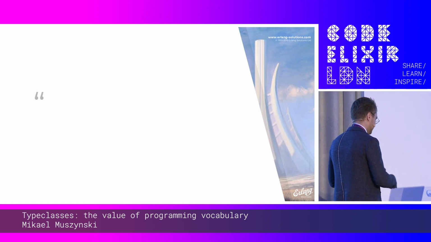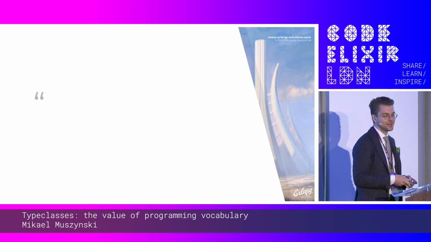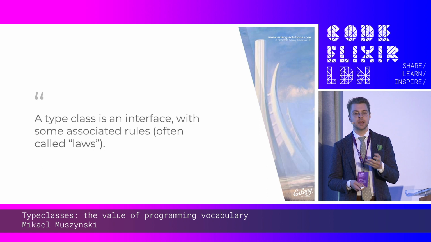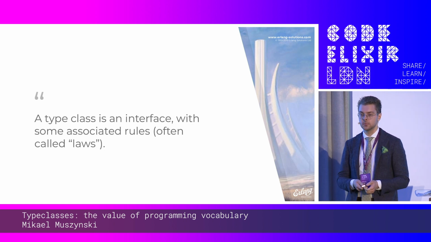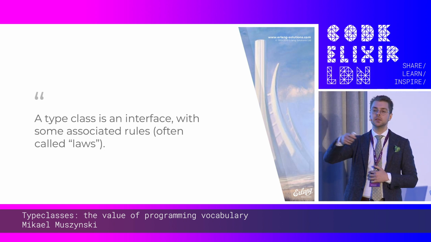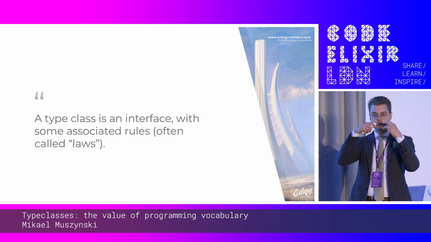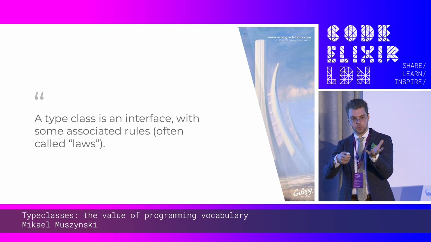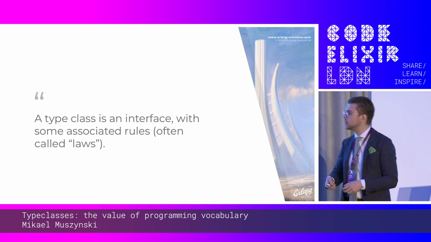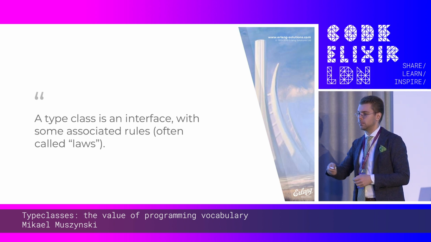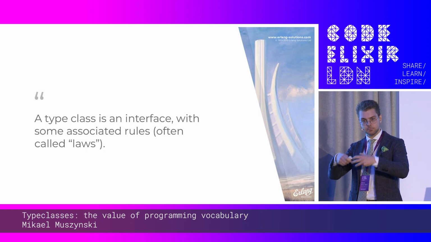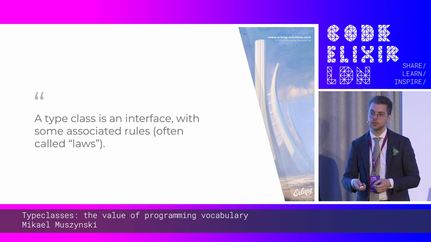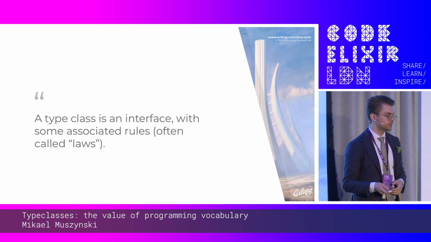So, how about we give this a more understandable definition? A type class is an interface. You could go back and think how you feel about enum or GenServer. Think about those things which we saw in previous slides. A type class, in languages that have type classes, is an interface. There are some associated rules, and they're often referred to as laws.